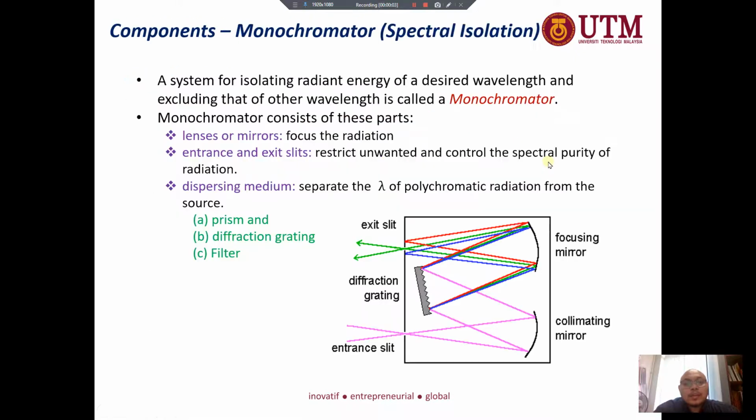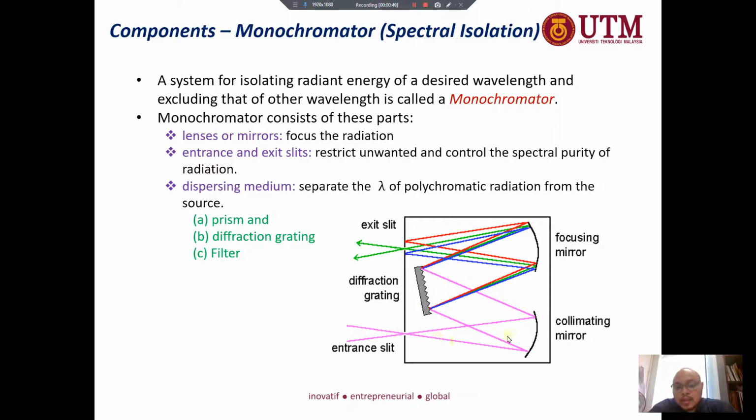Okay, next we will learn about the second component of the basic components of spectrometer. The next one is the monochromator, or we can call that the spectral isolation system. A system for isolating radiant energy of a desired wavelength and excluding that of other wavelengths is called a monochromator. It means that we have the entrance slit, and we have the light source, polychromatic. Polychromatic means having a wide range of wavelengths. This system we call the monochromator.